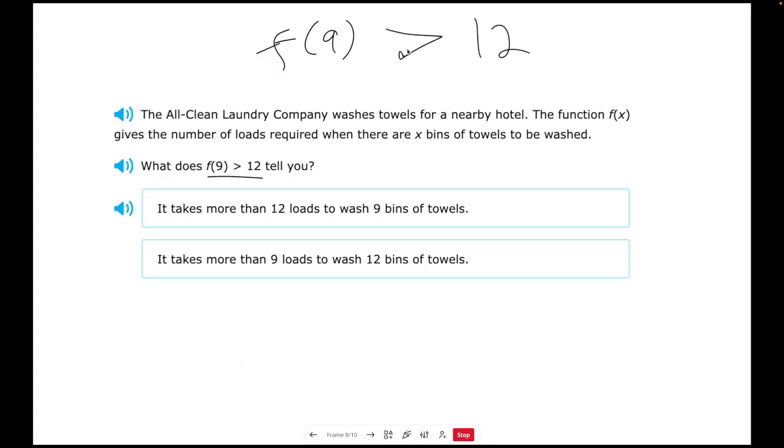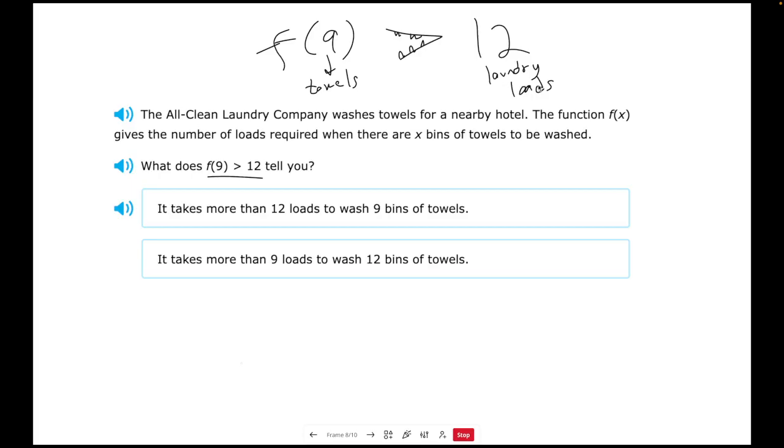Remember the greater than, think of the monster, right? The monster's hungry, it eats the bigger number. So this is saying, and remember here, let's label. So this is X, this is bins of towels. So we'll say towels. And 12 is the number of laundry loads here. So we'll say laundry loads.